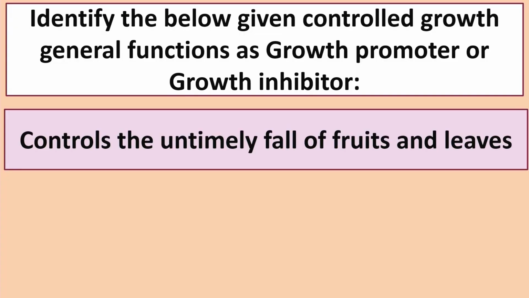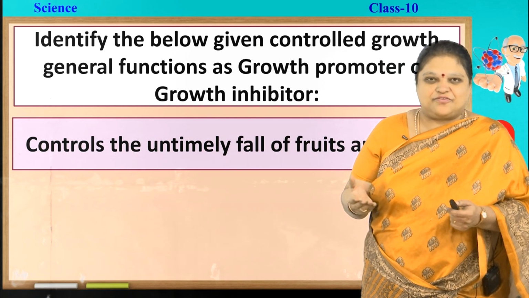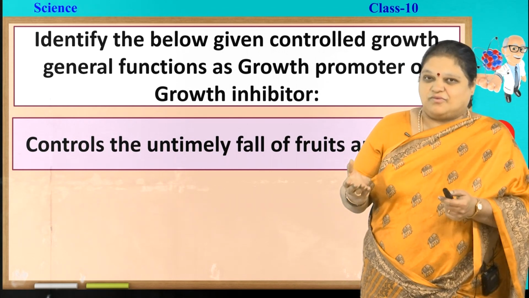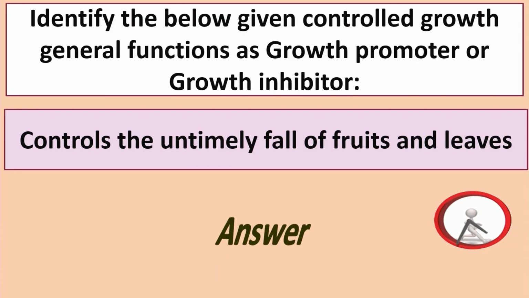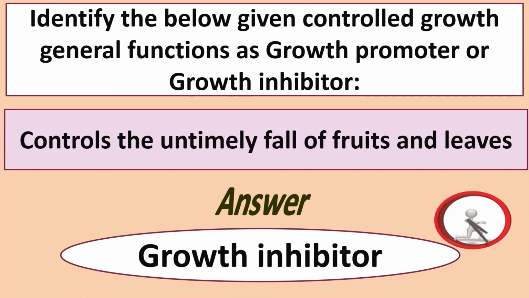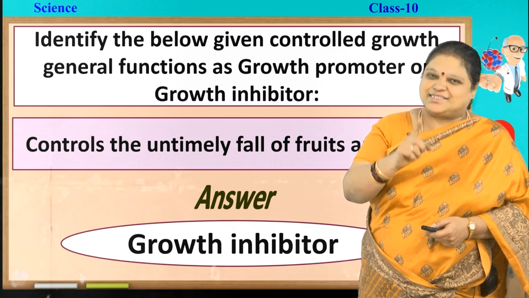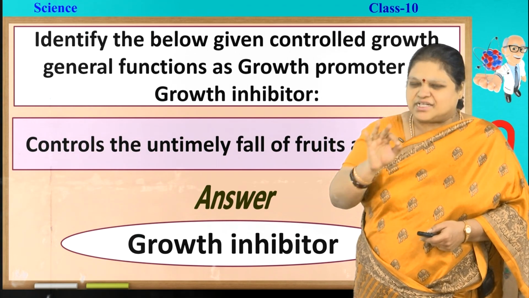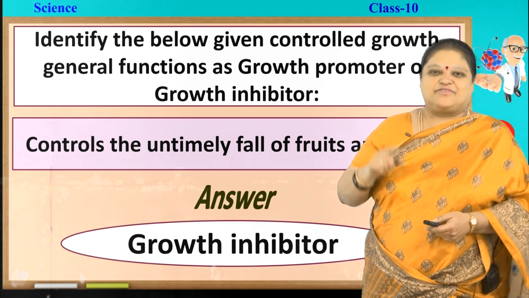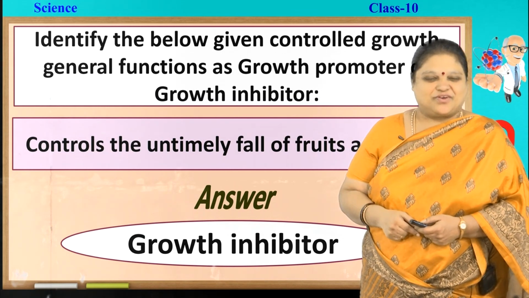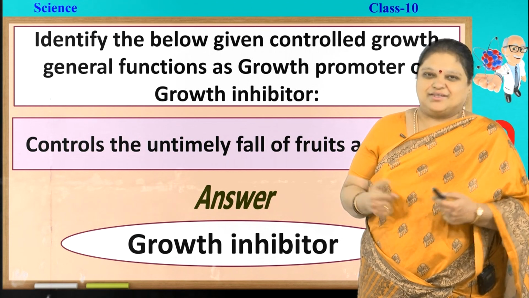Next we will say controls the untimely fall of fruits and leaves. Which is it? See, timely fall of fruits and leaves is done by one type of hormone. Now, who controls this? Think and answer. Yes, the answer is growth inhibitor. See, whether it is timely fall or untimely fall, everything is controlled by abscisic acid. So, the abscisic acid itself will control all these. So, you should make note of all these things. I hope you understood all this.